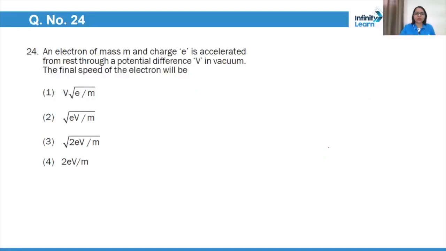Question number 24. An electron of mass m and charge e is accelerated from rest through potential difference V in vacuum. So change in potential energy will be q into potential difference, and that will be converted into kinetic energy. So eV should be half m v square. So velocity v is square root of 2eV upon m. So correct answer is option 3.